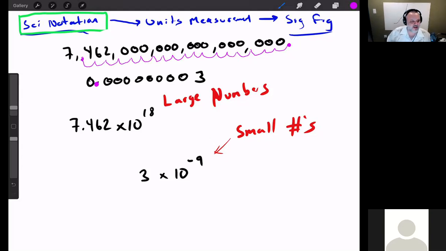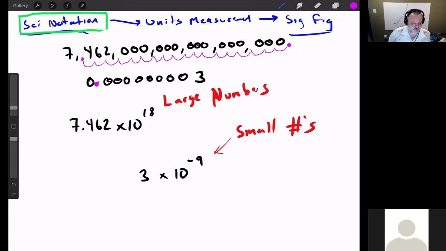How many spaces did I move it? 1, 2, 3, 4, 5, 6, 7, 8, 9, 10, 11, 12, 13, 14, 15, 16, 17, 18. I moved it 18 spaces. That's where that number comes from, exactly. So that's the order of magnitude, 10 to the 18th. That's all you'll ever do. When I wrote this a little while ago, I literally just counted the spaces that I moved the decimal place to come up with 10 to the 18.